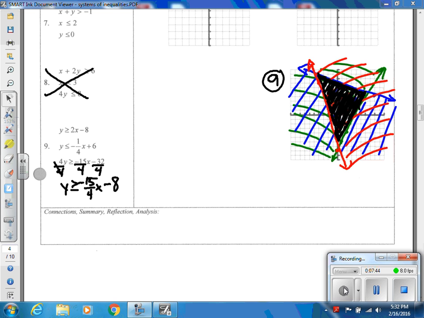All right, and then I want you to use the ability to graph them to turn around and write an inequality once the graph is already made, just like we practiced doing before with the single lines.